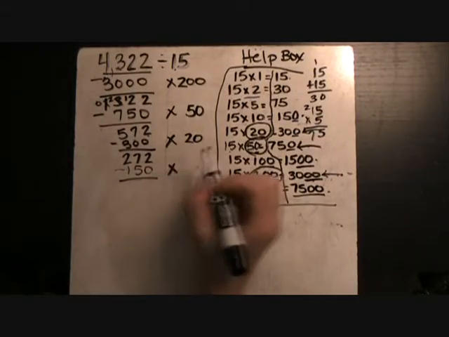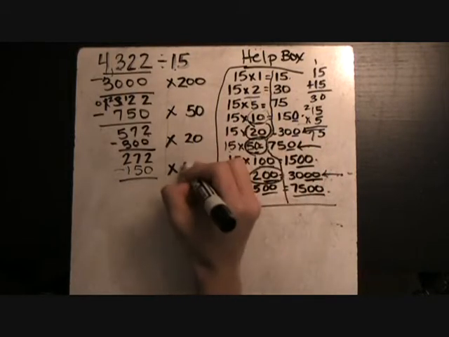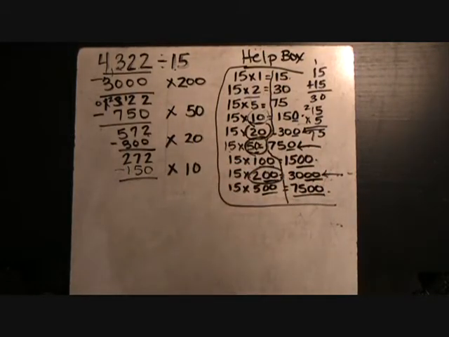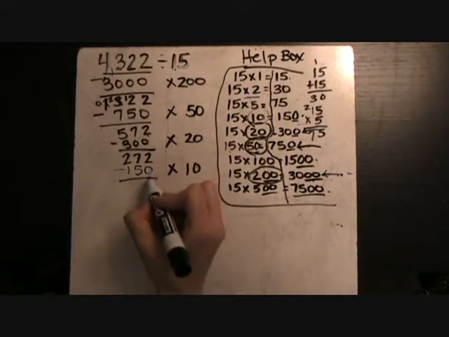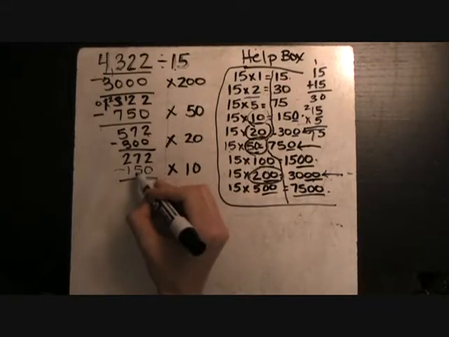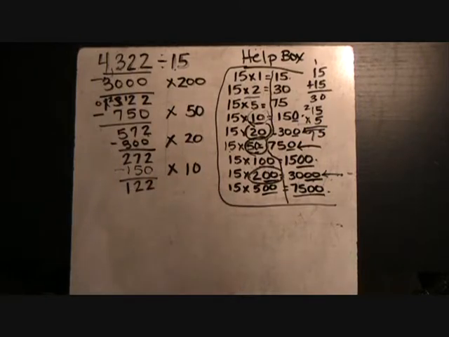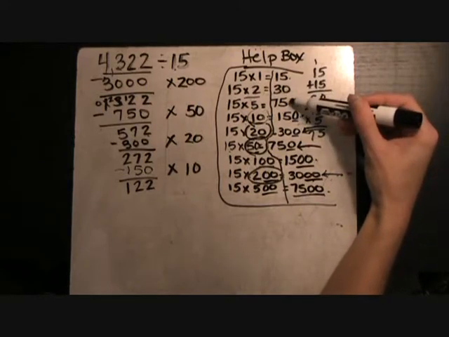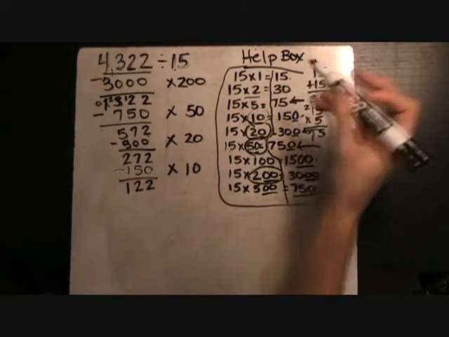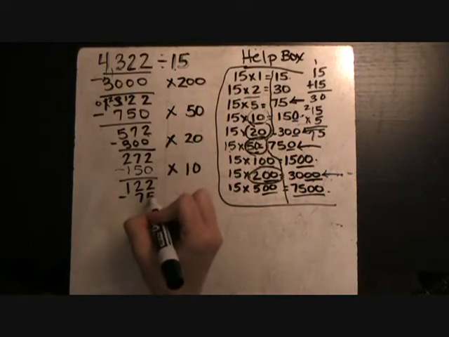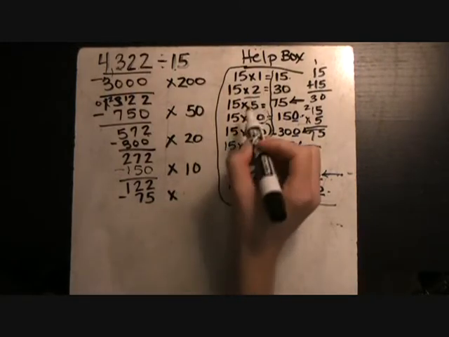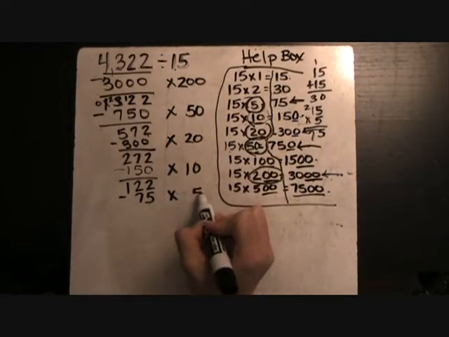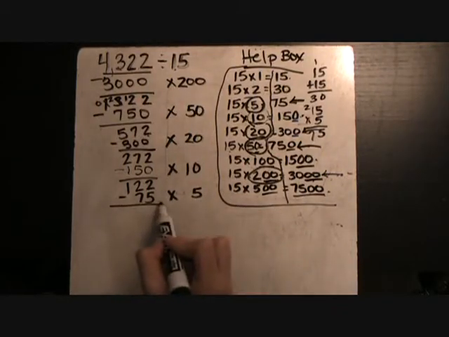And to the side, 15 times 10 gave me 150, so I'm going to write times 10. And then I'm going to subtract. 2 minus 0 is 2, 7 minus 5 is 2, and 2 minus 1 is 1. So now I have 122. Looking at my products, I cannot subtract 150 from that, but I can subtract 75. So minus 75. And then over to the side, 15 times 5 gave me 75, so I'm going to write times 5. And then I subtract.